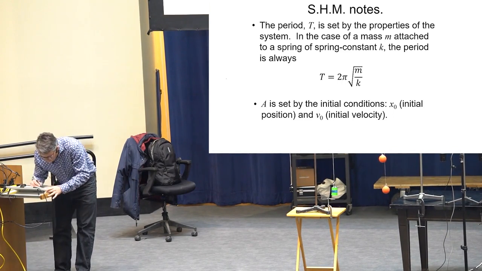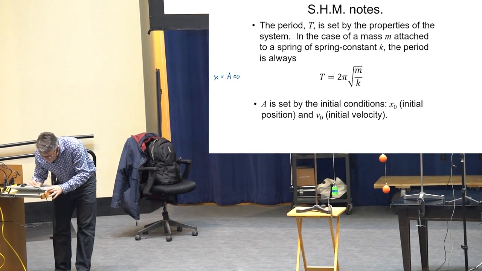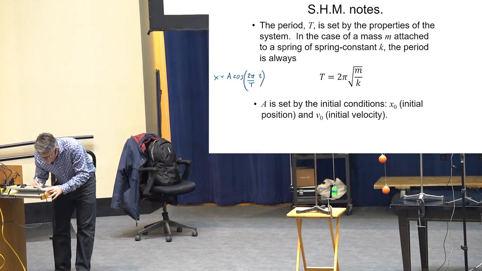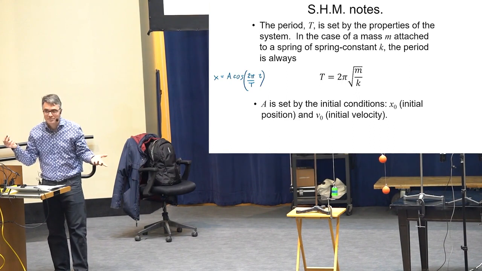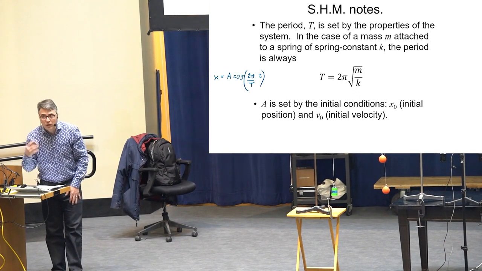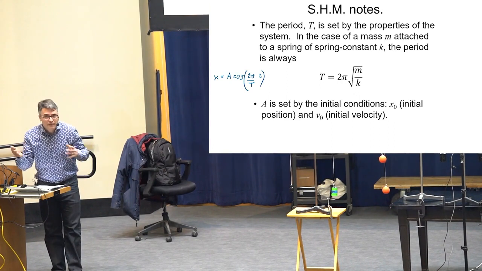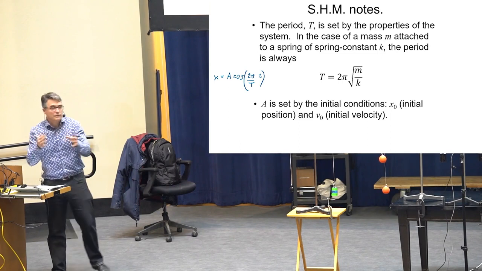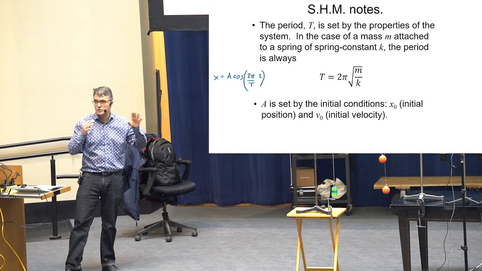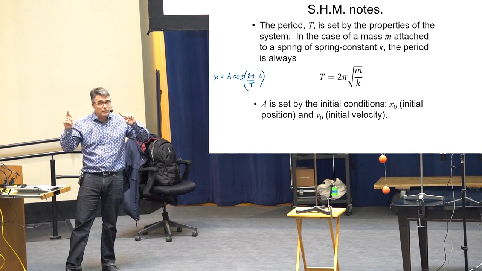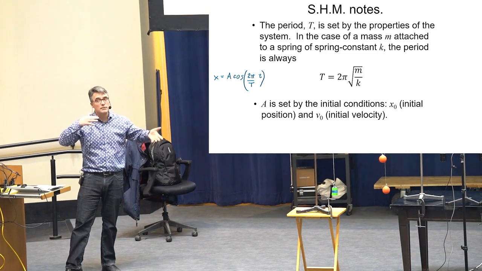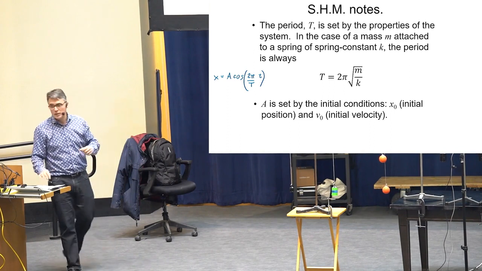So what are we trying to do again? Remember, we are trying to describe this equation: x is equal to A times cosine of 2 pi over T times t. So 2 and pi don't change, it's just pi. But A and T are constants that have something to do with the motion. Different oscillators will have different amplitudes, different periods. But the period is set by the properties of the system, the mass and the spring constant, and the amplitude is set by the initial conditions.